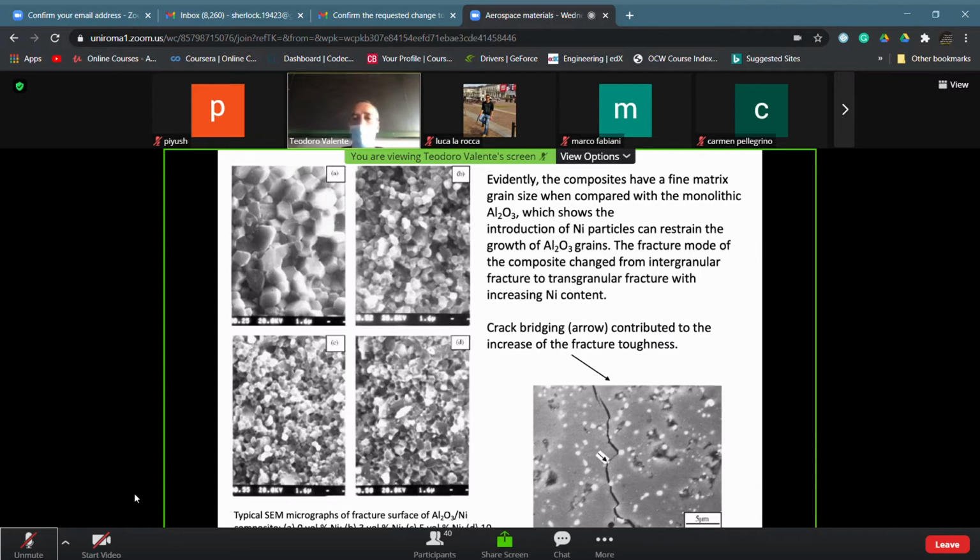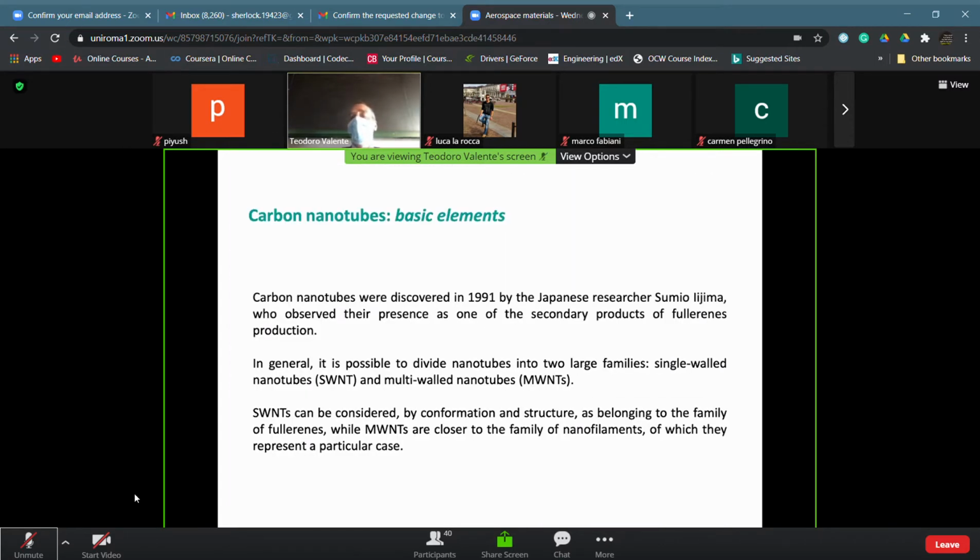We can also have the mechanism of crack bridging, which is one of the mechanisms that contributes to the increase of the fracture toughness of the materials itself.